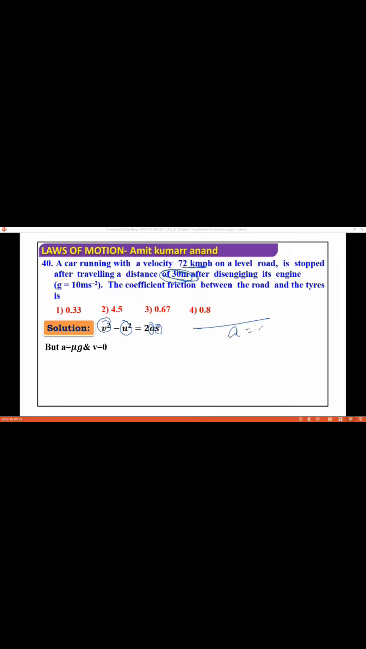Basically, you can keep in your brain that the acceleration is mu into g, because of friction. So you can apply the concepts now. I'm showing the calculation parts over here. So you apply the questions, you will get the answers.